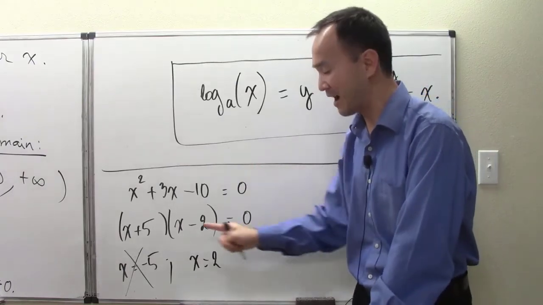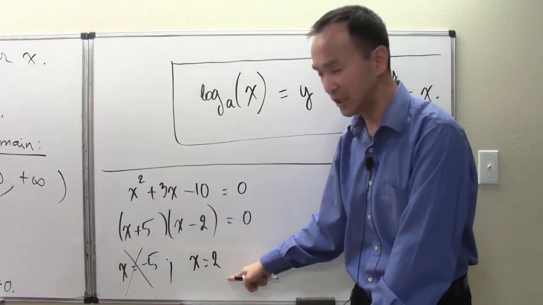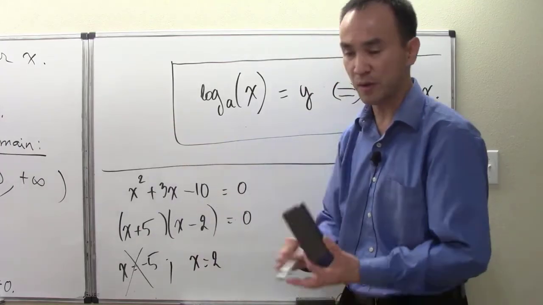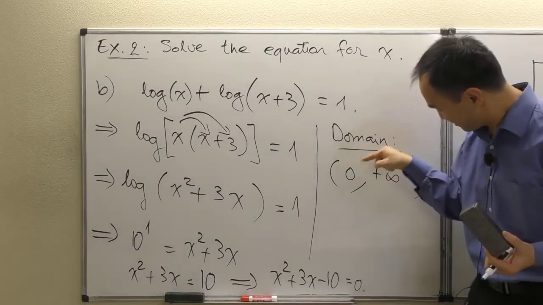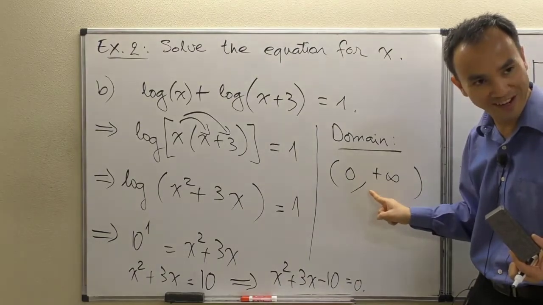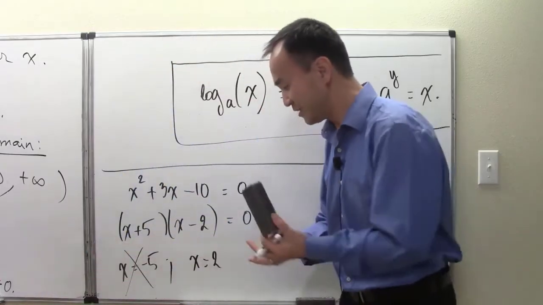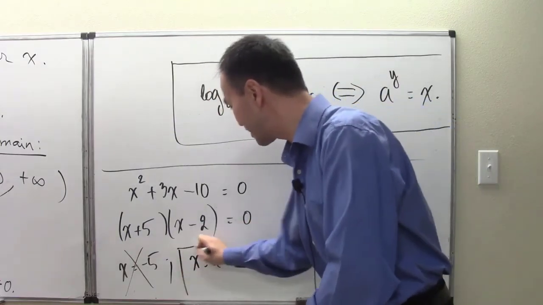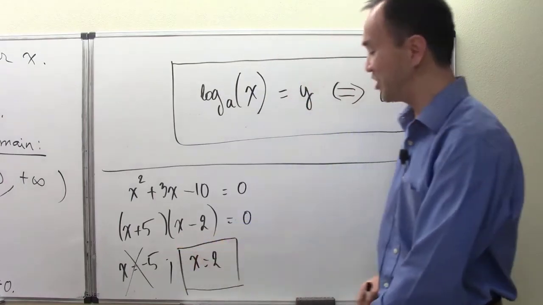All right, so out of the two, if we check x equals 2 right here, x equals 2 is indeed inside of the domain. This domain, from anywhere between 0 and positive infinity, has x equals 2 in here. So now it's not a tentative solution anymore. This is now our final solution after we check.